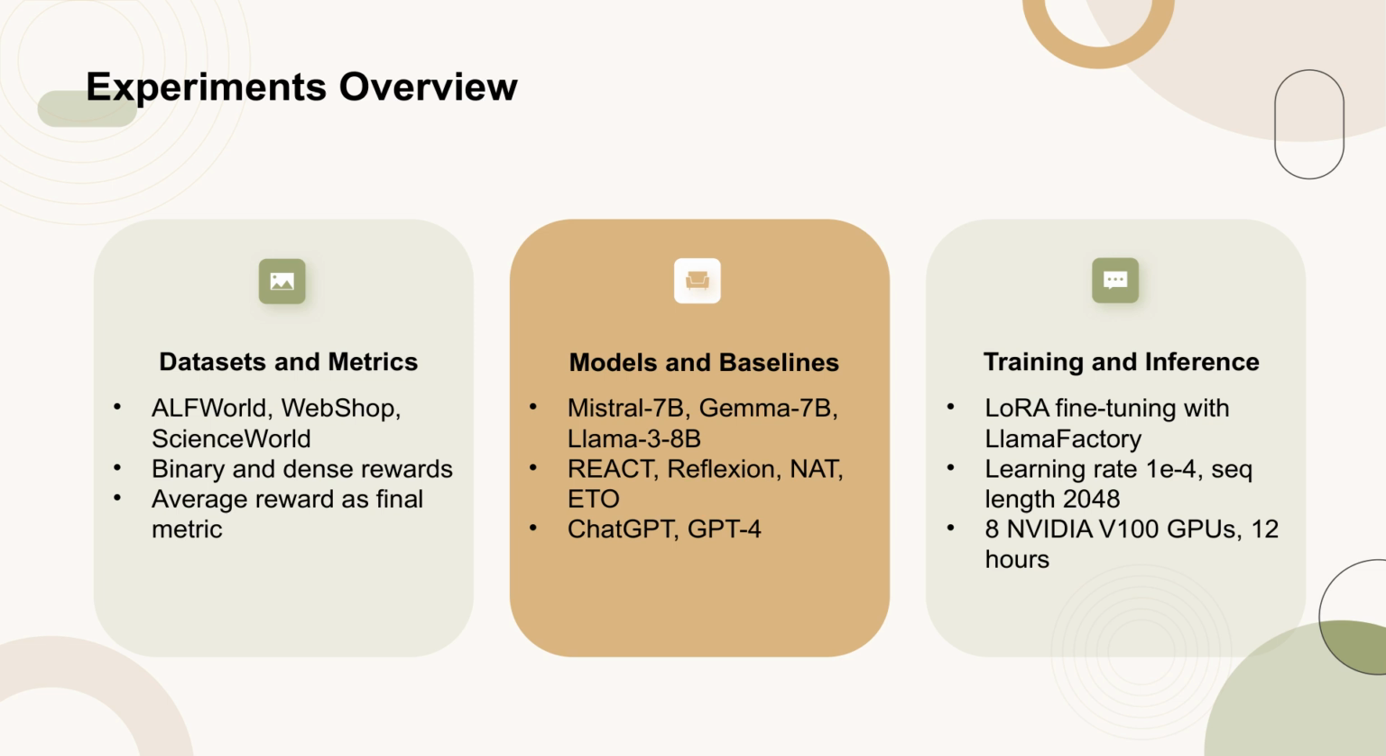In this section, we discuss the datasets and metrics used for evaluation. We evaluate our method on 3 real-world simulated planning datasets: ALFWorld, WebShop, and ScienceWorld. These datasets include unseen tasks to test the agent's generalization ability. The reward structures vary, with ALFWorld providing binary rewards and WebShop and ScienceWorld offering dense rewards. We use average reward as the primary metric for evaluation.